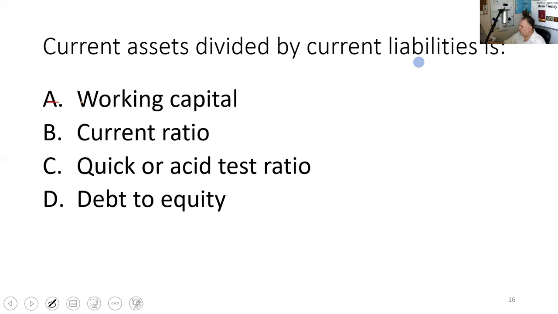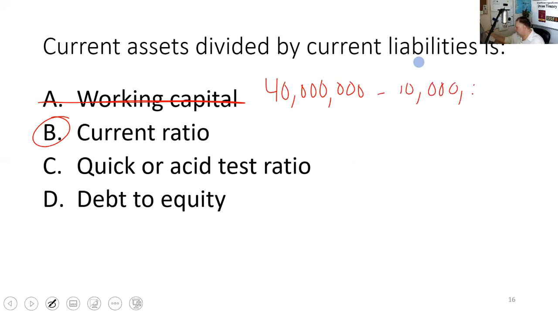Now, we just talked about what working capital is, and it's not that. The current ratio is the current assets divided by the current liabilities. Just recently, I told you we had a company with $40 million in current assets. I'm just making up the numbers to illustrate this. And so we found out that that was $30 million in working capital. And so our current ratio is 4 to 1. We have $4 in current assets for every $1 in liabilities we have.